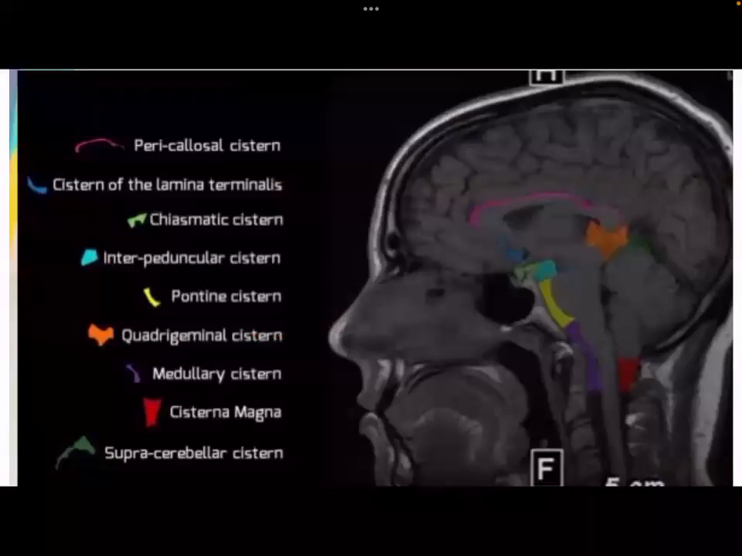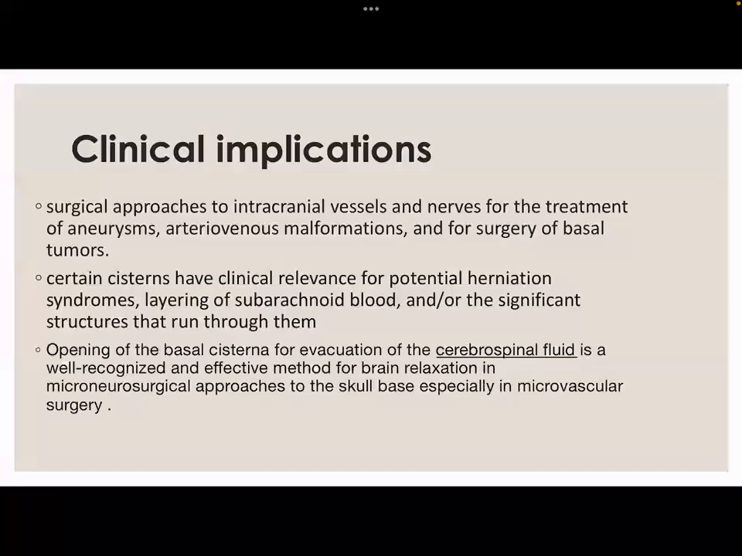And here's the summary of all brain cisterns, starting with the cisterna magna, then the medullary cistern, the pontine or pre-pontine cistern, interpeduncular cistern, then the chiasmatic cistern, cistern of the lamina terminalis, pericallosal cistern, and finally the quadrigeminal cistern.